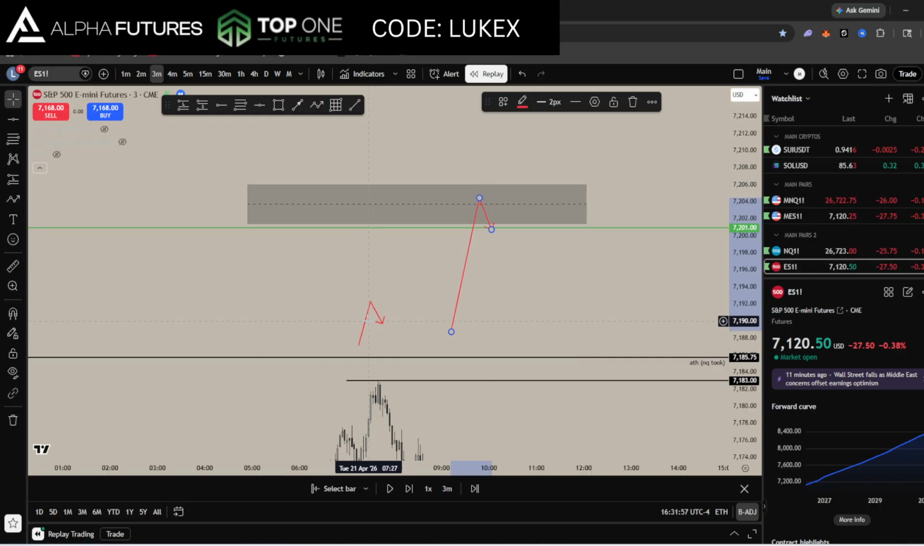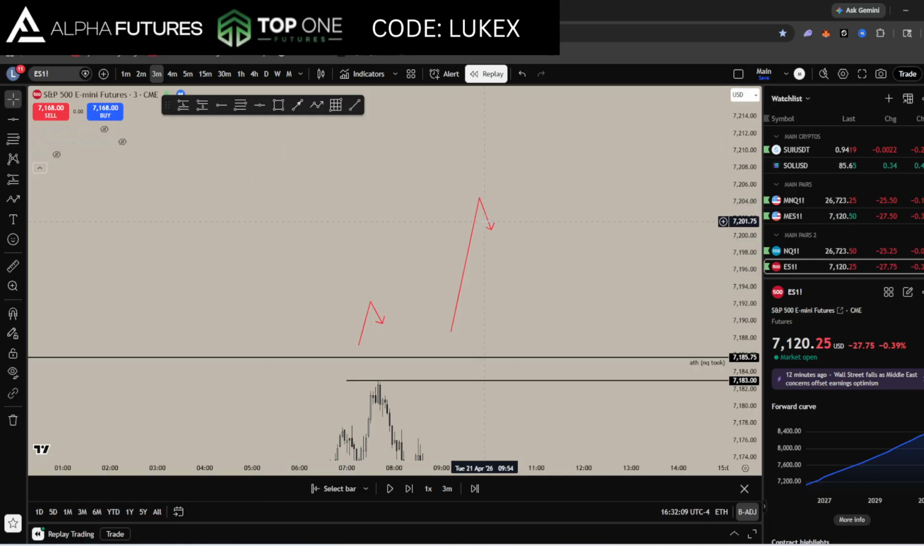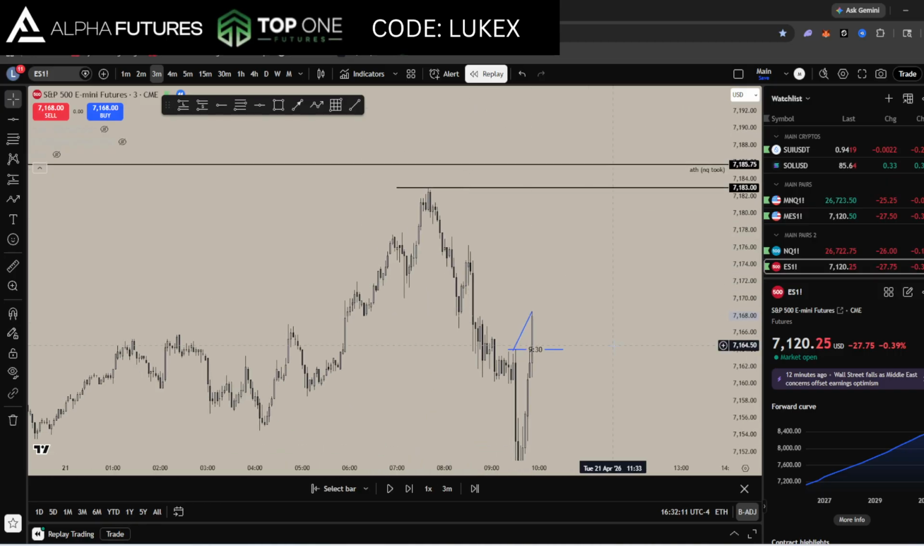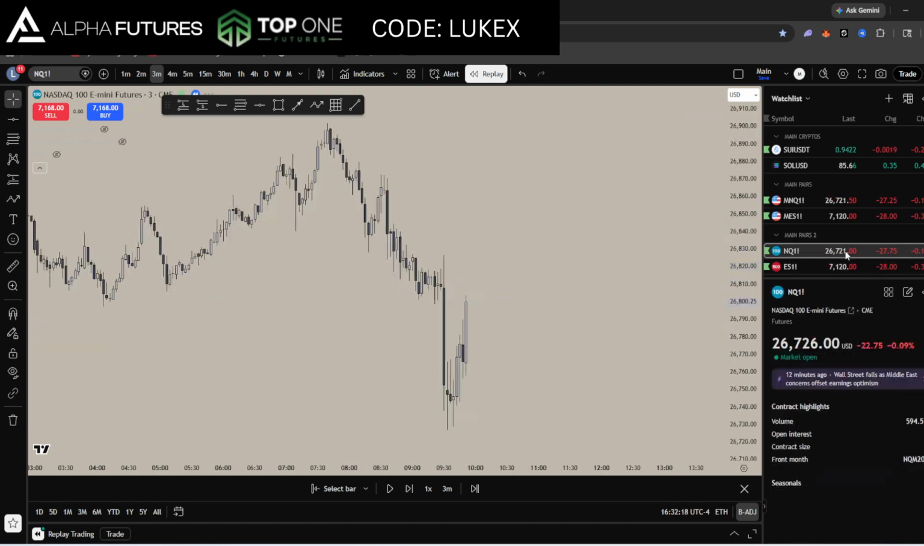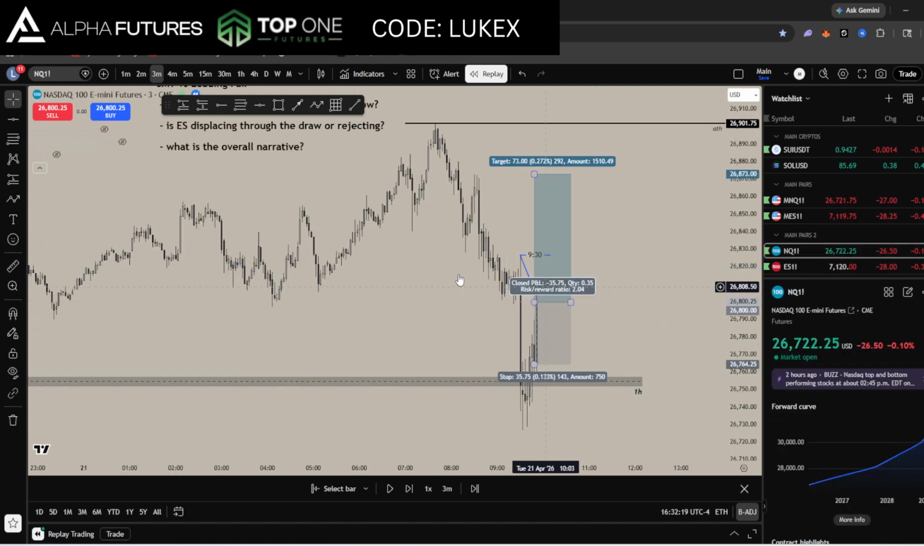This is where you want to move your stop loss to break even on NQ, because at this point, ES has already taken out the draw. It's taken out the main draw. It doesn't really have anything else to continue to target, and it's rejecting. Compared to the example from today, again, ES displaced through the draw. It still has room to continue to run, and the higher time frame narrative, this is the last point.